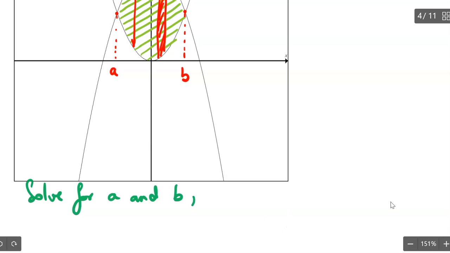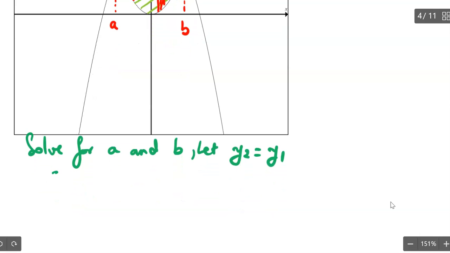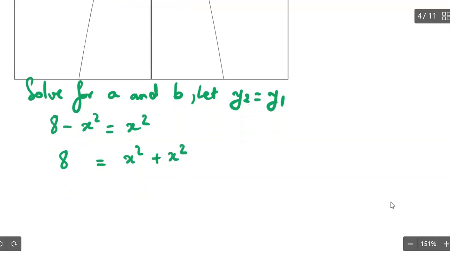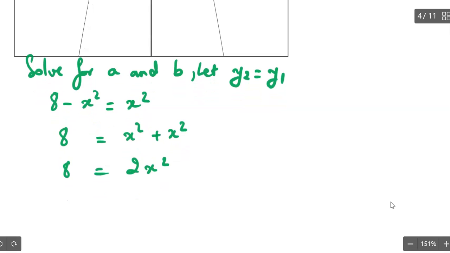So let y2 equal to y1. Okay, so I will have 8 minus x squared equal to x squared. Okay, so let's do this. 8 equal to x squared plus x squared. So in this case, I will have 8 equal to 2x squared. So now you are working with the pure quadratics.